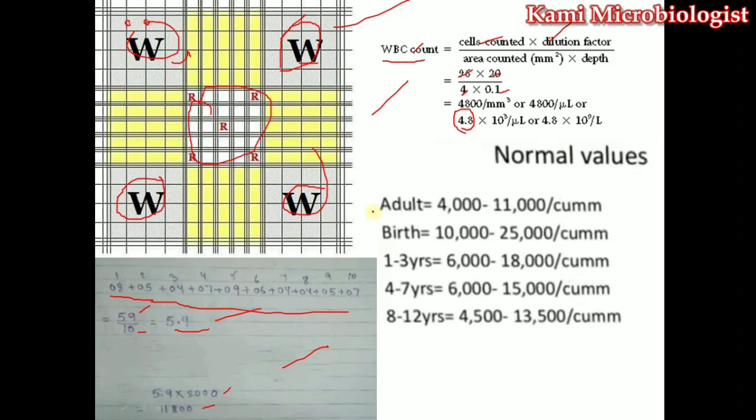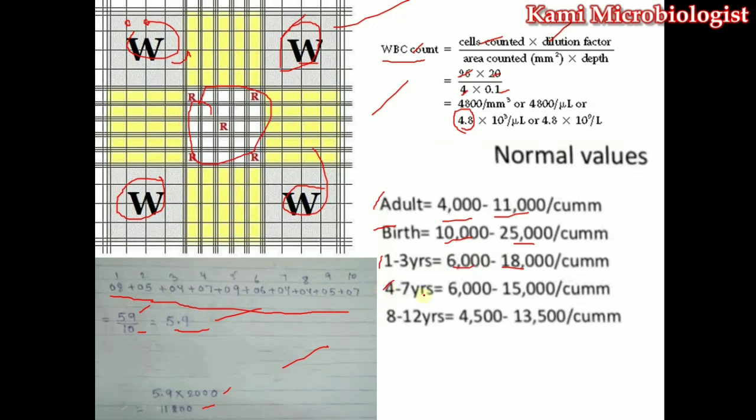Now the normal range of white blood cells in an adult is 4,000 to 11,000. In a newborn baby, we have 10,000 to 25,000 white blood cells. At the age of 1 to 3 years, the white blood cell count is 6,000 to 18,000.